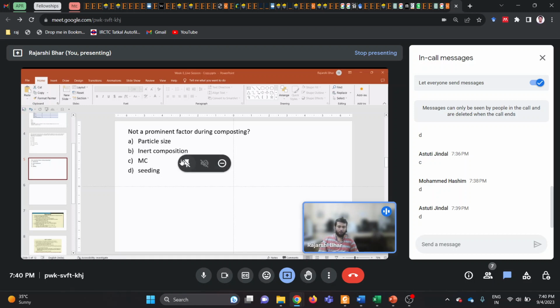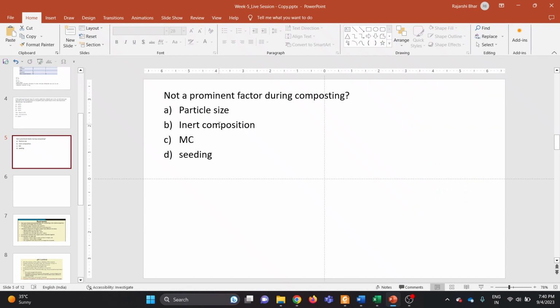So this seems a bit odd, this inert composition. Reason being, when I'm supposed to do composting, the feedstock or the material initially I have should obviously be biomass or degradable material. So inert composition should not be there, and if at all it is present, it should be present in a limited amount, or if something is required in that aspect.